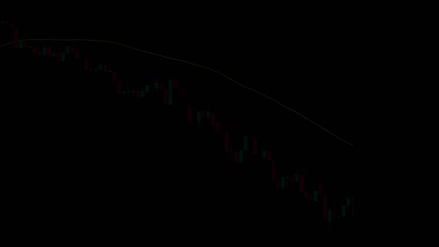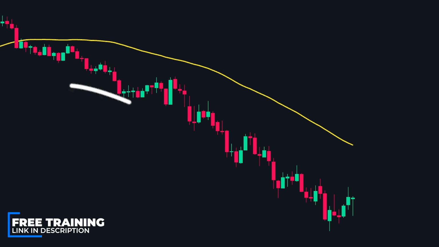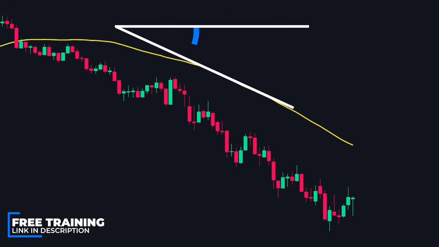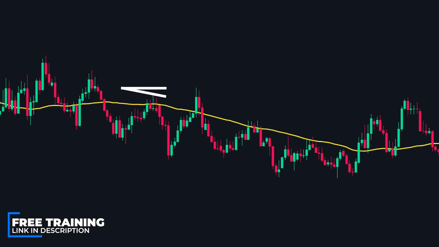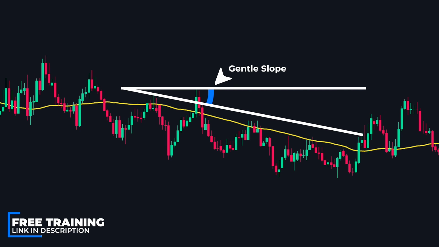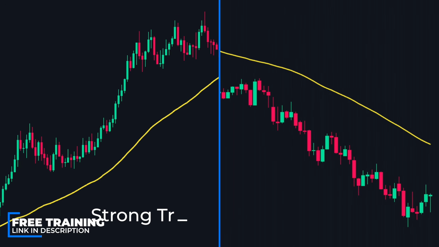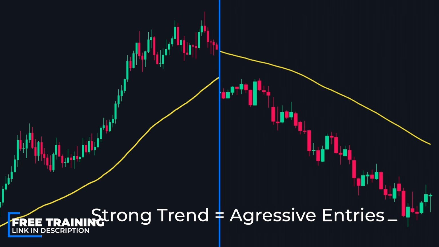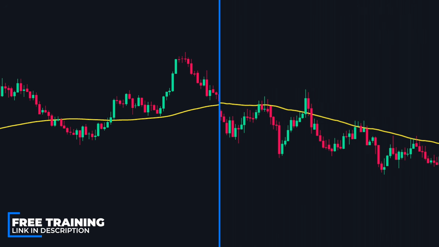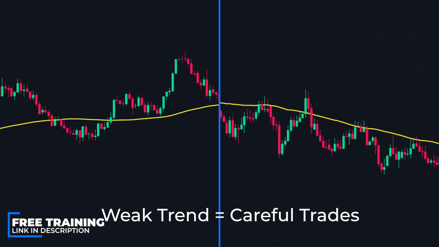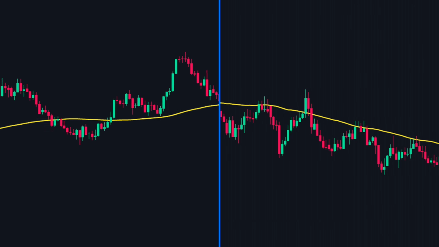The same thing applies to downtrends. In a strong downtrend, we see a steep downward slope with approximately a 45-degree angle. In a weak downtrend, we have a gentle downward slope. This information is helpful because if the trends are strong, we can be more aggressive in our entries. But if the trend is weak, we must be more careful with our trades.